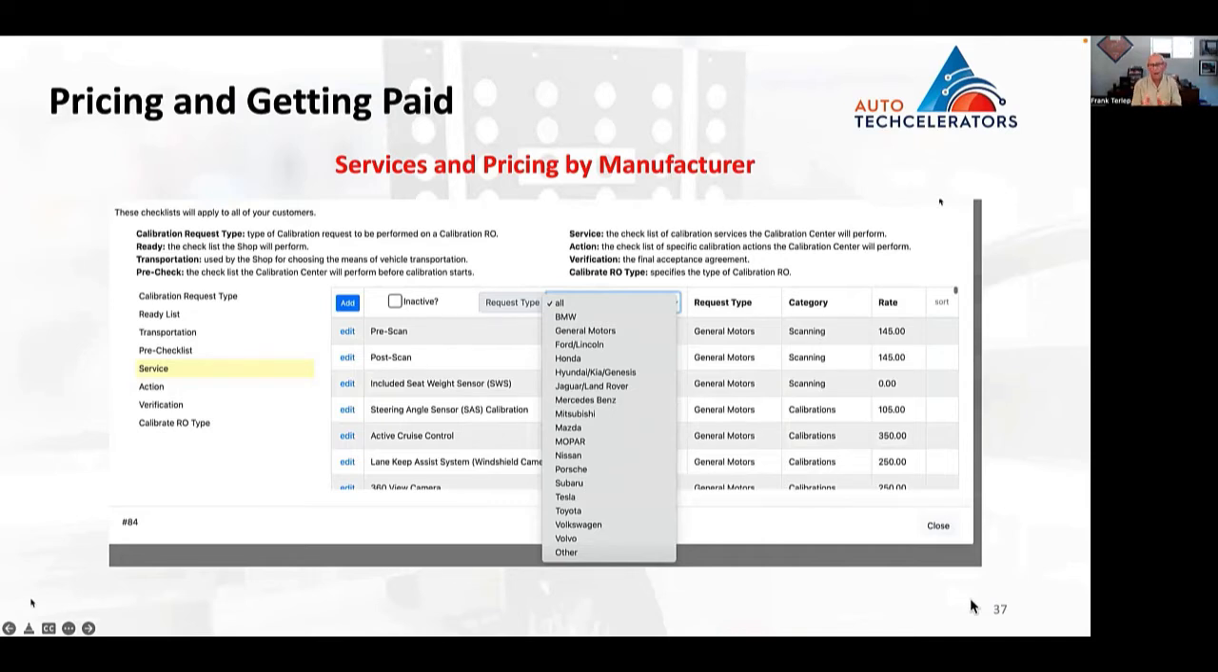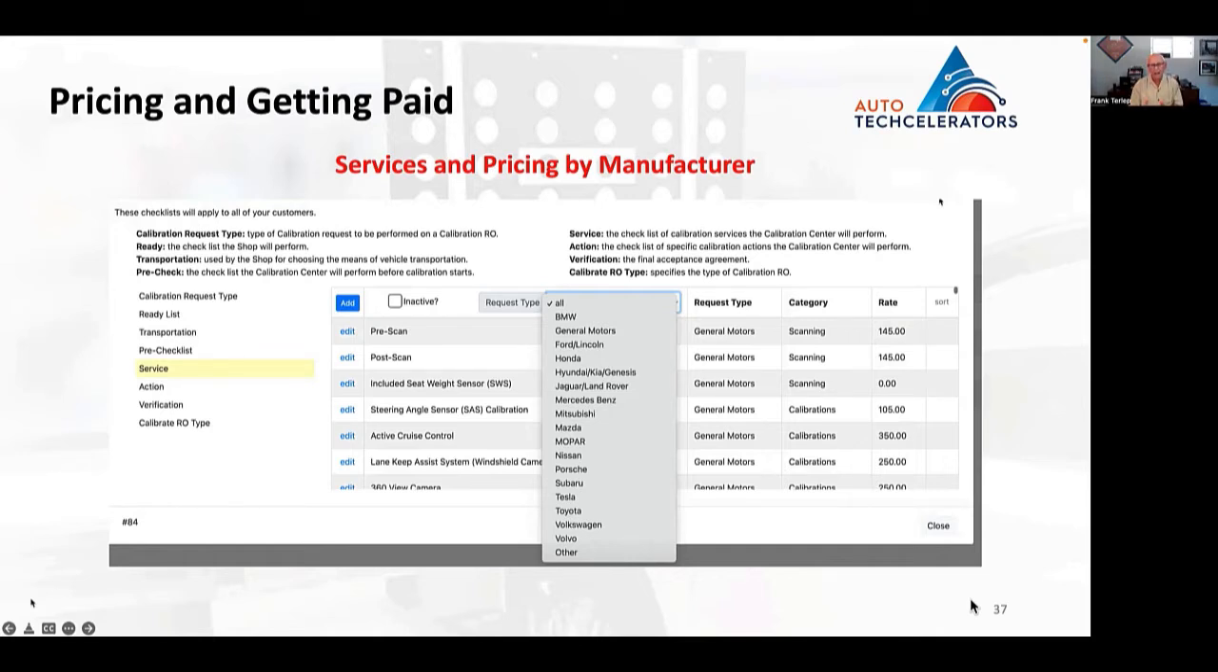Well, number one, each manufacturer is going to have a different set of calibration opportunities, right? I mean, Ford's going to have different calibrations than BMW, which are going to have different calibrations than GM, et cetera, et cetera. So by organizing it under manufacturer, you now can organize the type of calibrations underneath the manufacturer and then the associated pricing with those services.